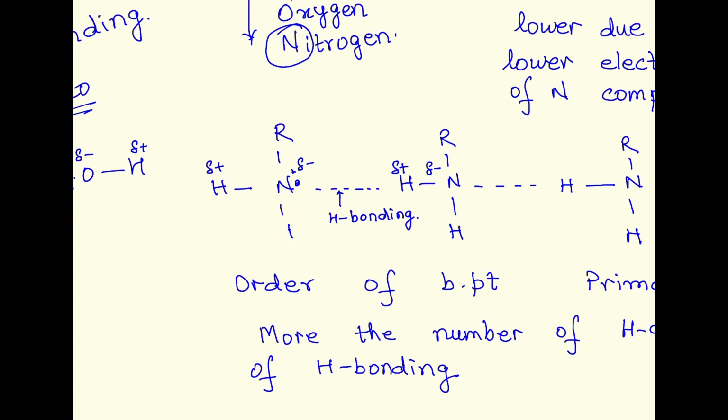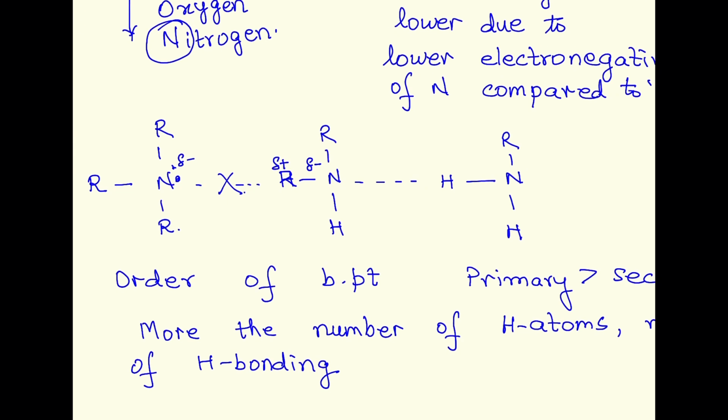What if one of the hydrogens was replaced by another alkyl group? Now I have only one hydrogen atom available to form a hydrogen bond. Now third step, imagine that this hydrogen is also replaced by an alkyl group. So what happens to the extent of hydrogen bonding? Yes, it goes down drastically because there is no hydrogen available.